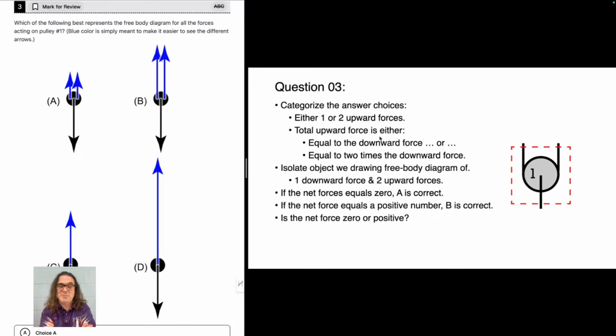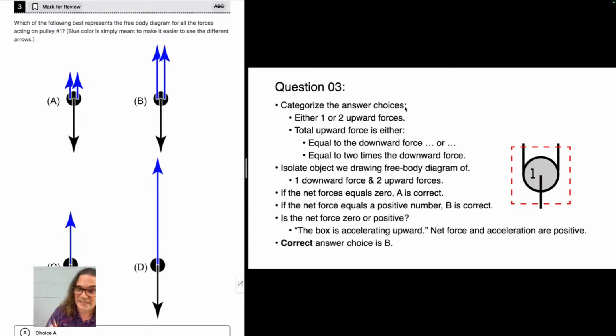So I've got people saying 0 and I've got people saying positive. It says in the problem that the whole system is accelerating upward. So it has a positive net force. So the correct answer choice is B. Again, it says in the question that the box is accelerating upward. You have to be careful to read on these exams. It is very important. I cannot stress it enough.